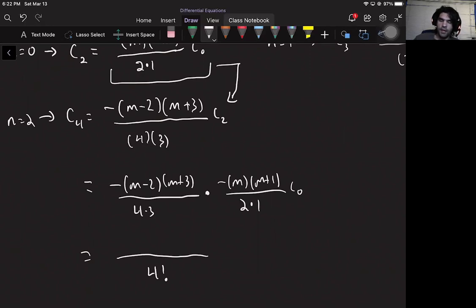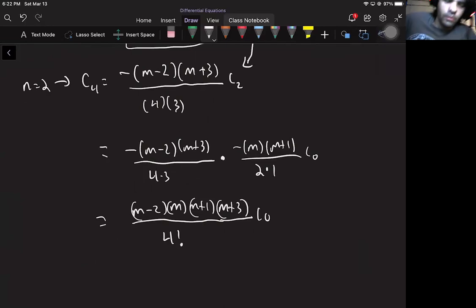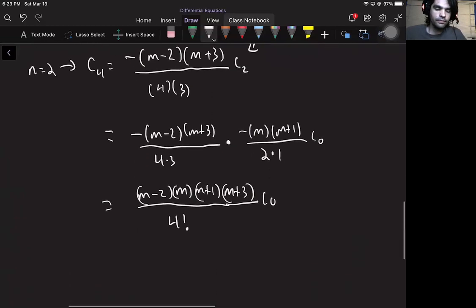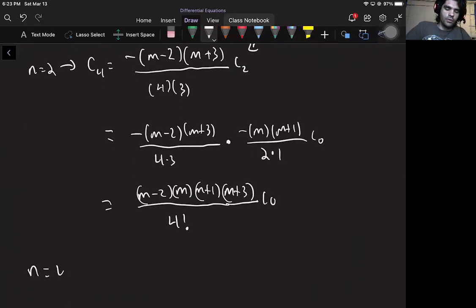And on top, the negatives cancel, and I'm going to write this in a specific order so that the pattern starts to appear. M minus 2 I'm going to put first. I'm going to put them in order, and then M is after that. And then what's next would be M plus 1 and M plus 3. C0. So before I do N equals 3, let's just do N equals 4 while we're on the even side so we can see the pattern and establish what's going on. I think one more will show us the pattern.